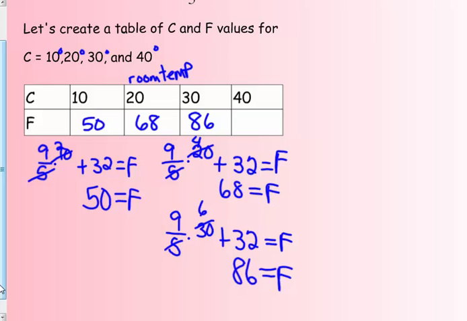40 degrees, okay, 9/5 times 40. Again, it's going to cross cancel. We knew that. Oh, we can put it over 1. If you like doing that, feel free to put it over the 1. I don't, as you can see, most times I don't. 72 plus 32, that's 104.